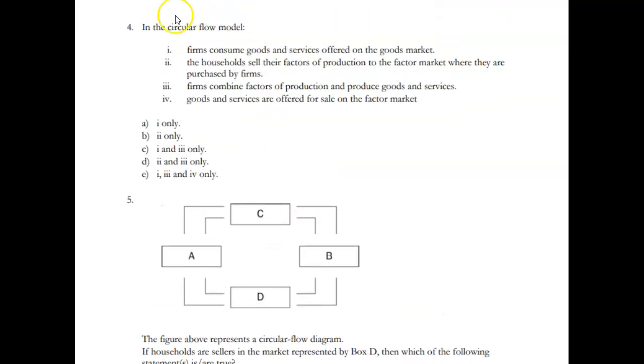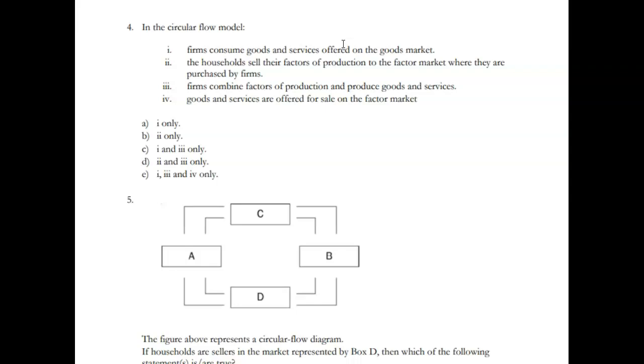Now, in a circular flow model, on this side it'll be the product market or goods market, and this side will be the factor market. Firms consume goods and services offered on the goods market. That's wrong, yeah? Why would firms? Isn't it households that consume goods? Yeah, so that's actually false right there.